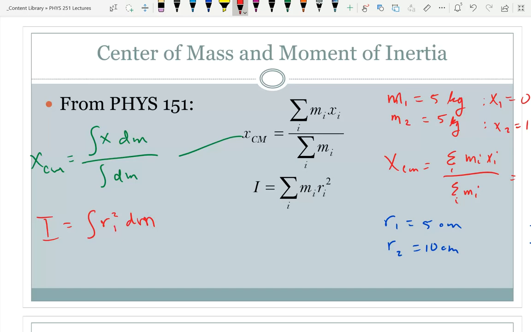Now, I usually put an r perpendicular there just to make sure we remember it's the radius going from our axis of rotation that's perpendicular to the axis of rotation. Remember in class yesterday, I was holding it like this? Where do you measure from? Just from that axis. You don't go like this or like this. The perpendicular distance from the axis.